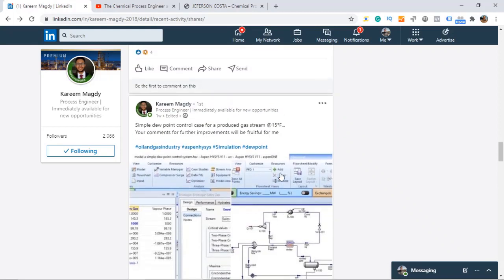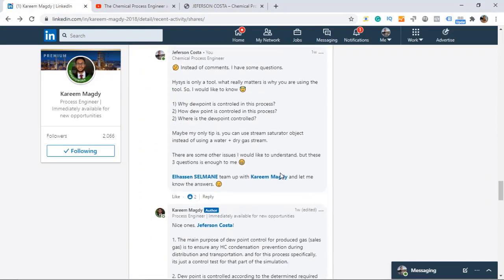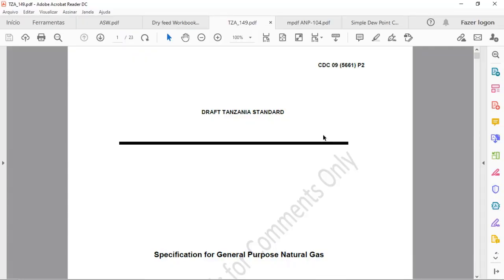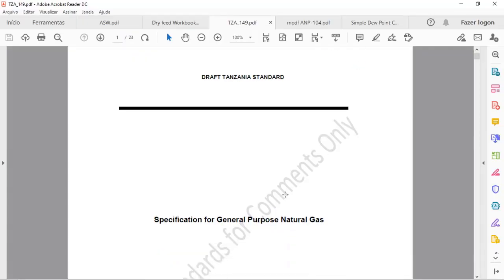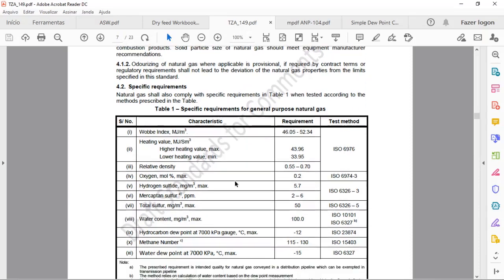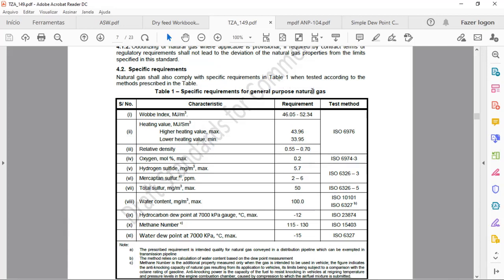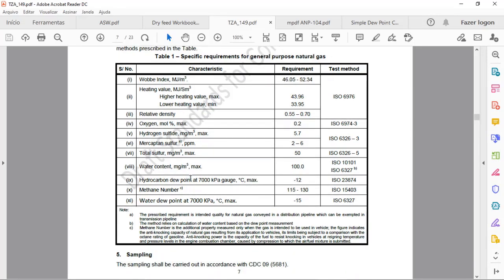Another piece of information that I could add to the third question is that the requirements related to the dew point are usually defined by regulations. For instance, I have two examples to share with you. One is the specification for general purpose natural gas, and it is a draft from the Tanzania standards. So you can see that there is a table, a specification requirement for natural gas, and in this table there is the requirement for water dew point at a specific pressure, and it is minus 15 degrees Celsius.